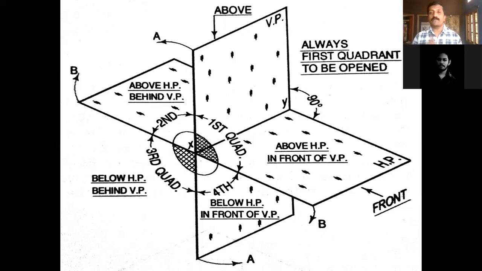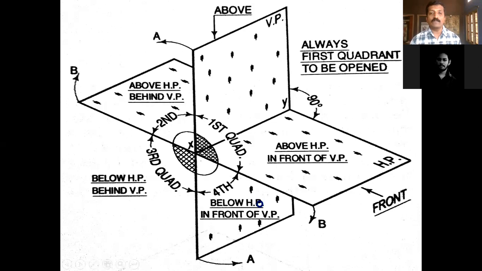Once again, I'll repeat it. First quadrant: above HP, in front of VP. Second quadrant: above HP, behind VP. Third quadrant: below HP and behind VP. The last one, fourth quadrant: below HP and in front of VP. Like this, we have to practice the four quadrant system. I hope all of you understood this.